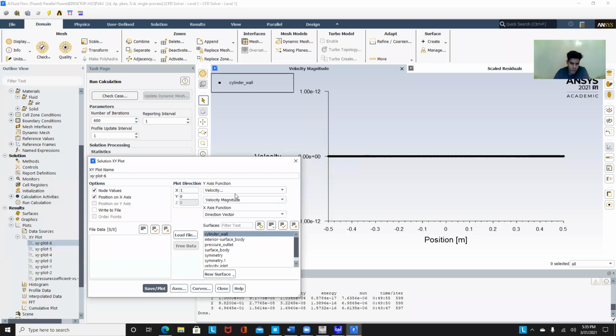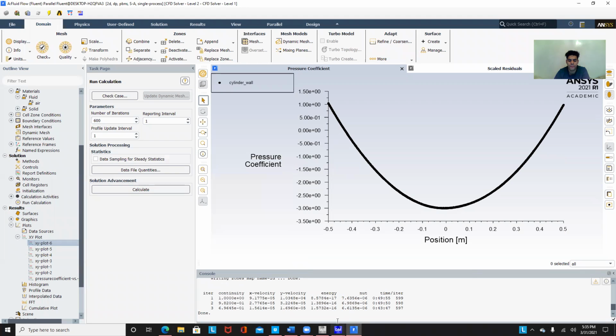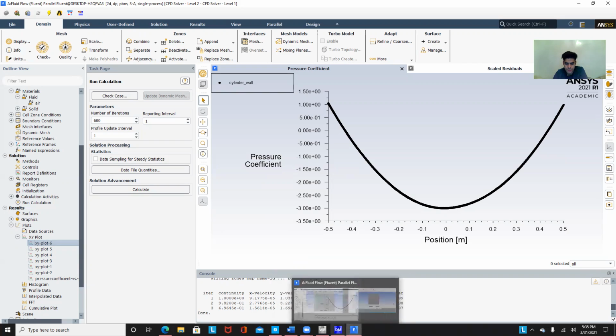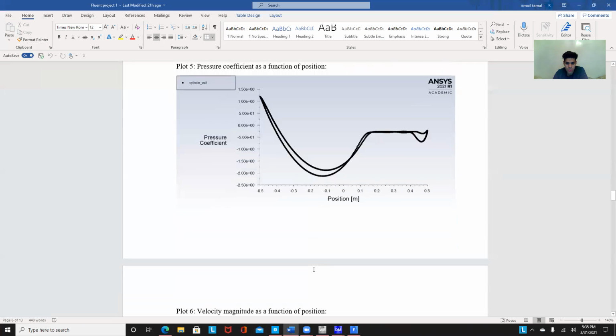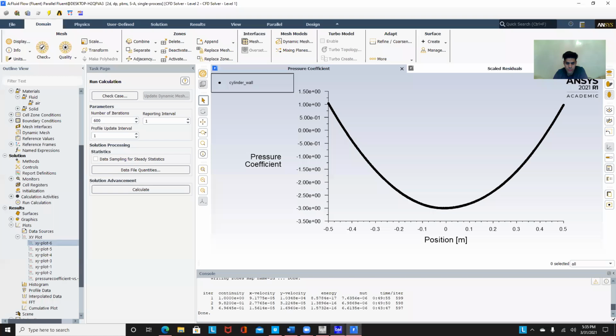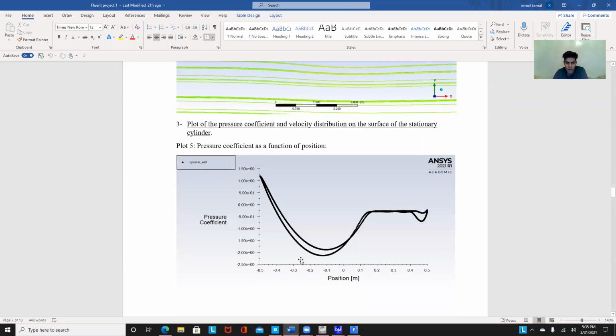I'm also going to be showing my pressure plot. So pressure, not static pressure, pressure coefficient for the cylinder wall, save plot, and you can see your plot over here. Okay. You can see I already put those plots for the turbulent flow, right?